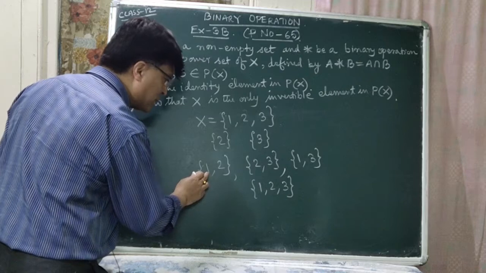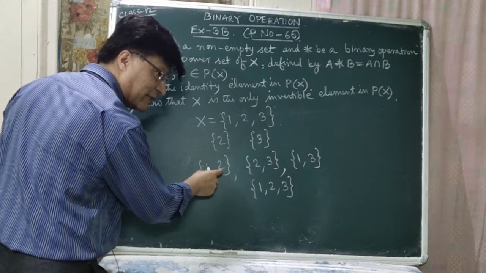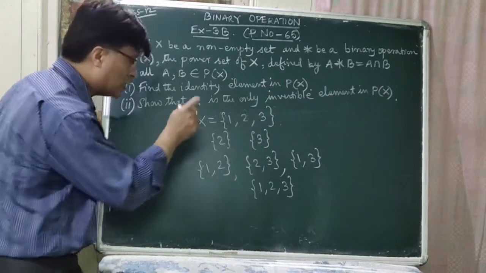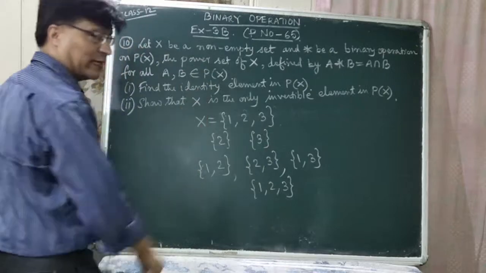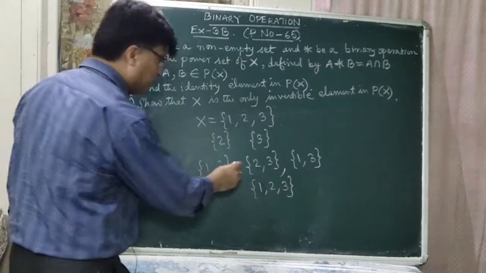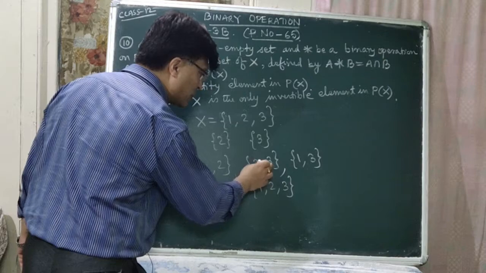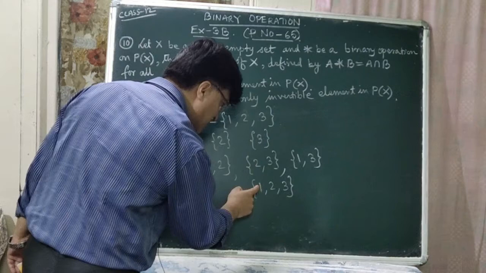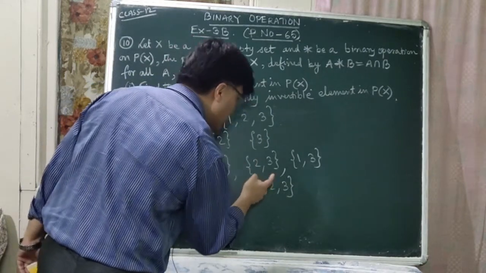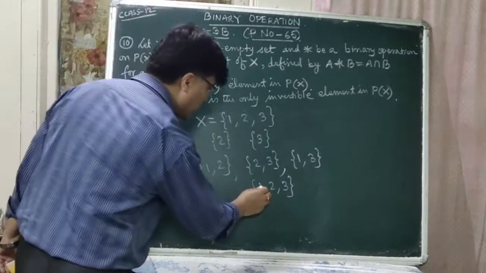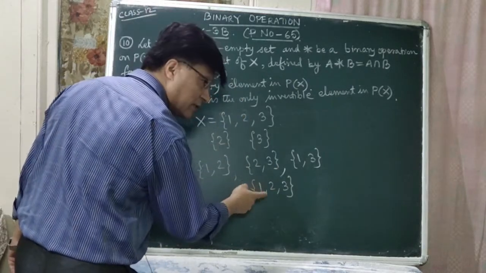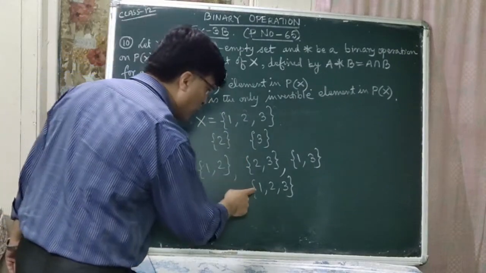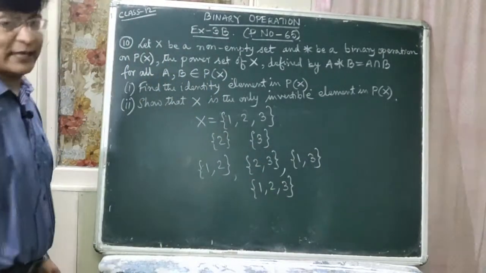Now within brackets I have written here 2 elements. This is also a set because this is the collection of some numbers. So this is a set, isn't it? So this {1, 2} is also a subset of X. Similarly, this {2, 3} is also a subset of X. {1, 3} is also a subset of X. This itself, this set is also a subset of X. So {1, 2, 3}, this is one of the sets and this also belongs to the set X. That means {1, 2, 3} is also a subset of X.